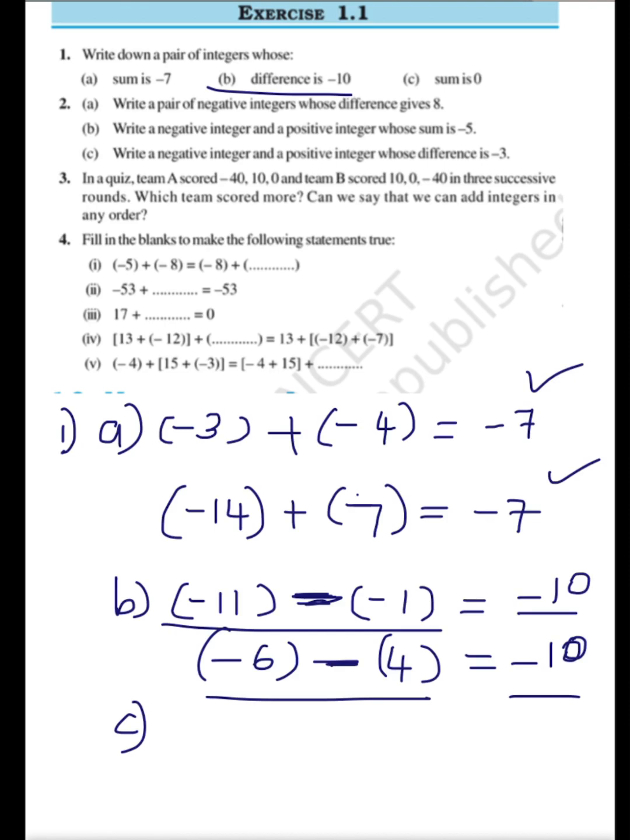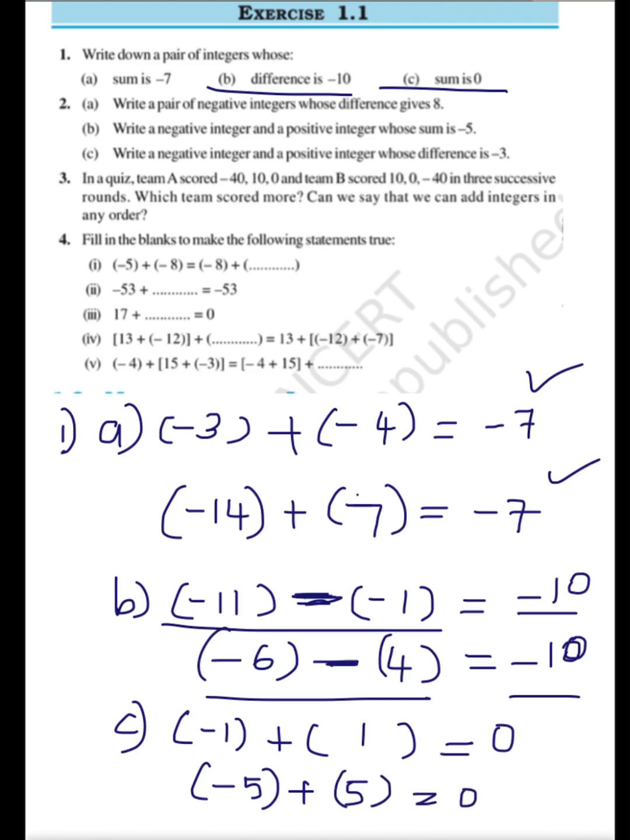What is C? Whose sum is 0. Sum is 0 means you are going to add something and in the answer you are getting 0. That is very easy. For example, I can use minus 1 plus 1. What is minus 1 plus 1? It's 0. Or you can use minus 5 plus 5. What is the answer? It's again 0. You can use any numbers. Only condition is that answer should be 0 and you should do addition also because the question is sum is 0. So this is the answer for first question.